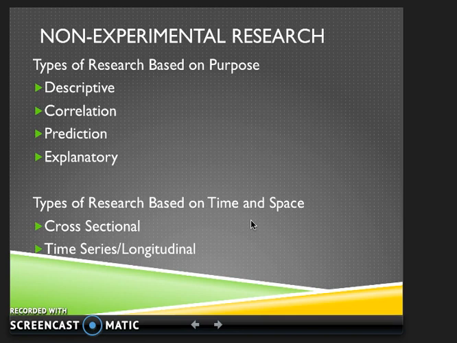Also, depending on the time and space you use to design your study, we may call your study cross-sectional or time series longitudinal. For cross-sectional, it's a study conducted at only one time point, but with different groups of students, different schools, different states. We call it cross-sectional. For time series longitudinal, you have data collected at multiple time points from the same group of participants, and this can be considered longitudinal. So this is a quick overview of types of quantitative research.